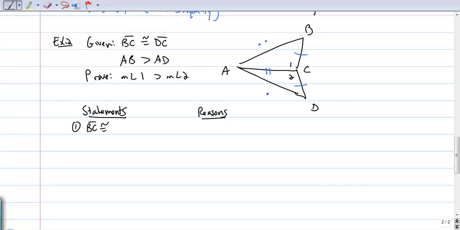Segment BC is congruent to segment DC, that the measure of AB is greater than the measure of AD. That was given. We also can say that segment AC is congruent to itself by the reflexive property.